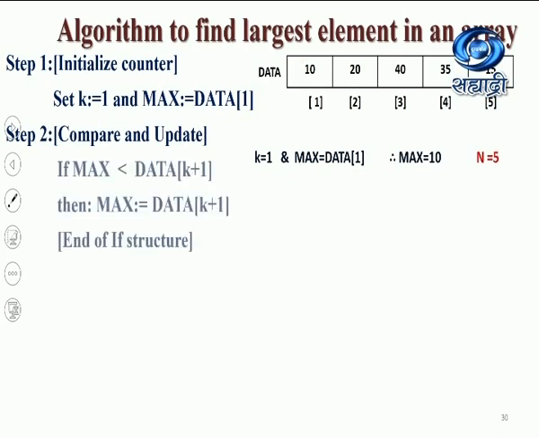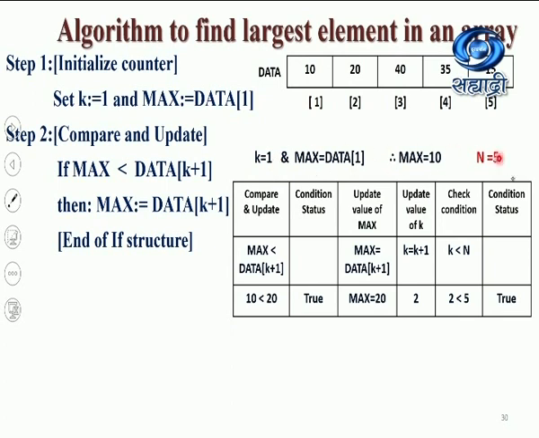So compare and update. This is the important logic to solve that particular problem. In comparison, each time you have to compare the value stored in the variable max with data of k plus 1. Initially k is 1, so it is accessing the value 10. If the value in max is less than data of k plus 1, then you have to update the value of the max variable.